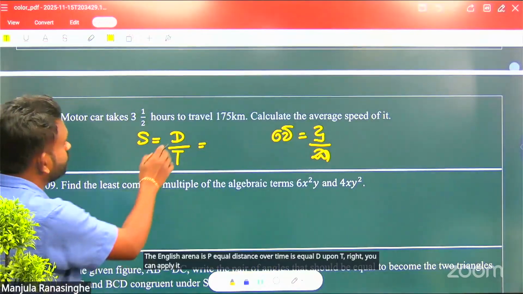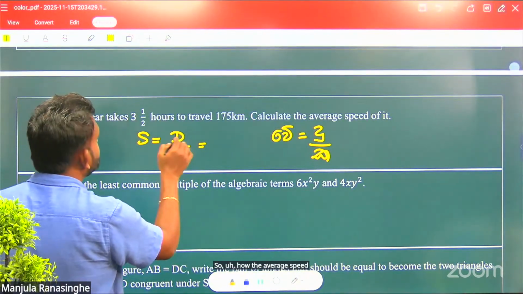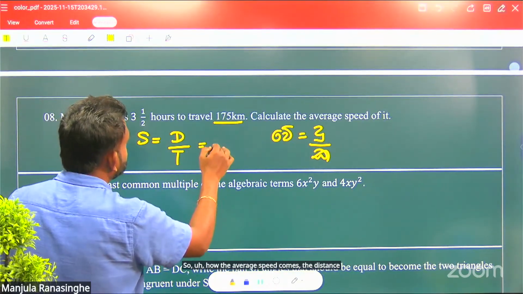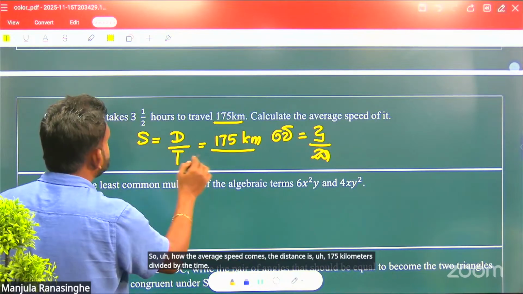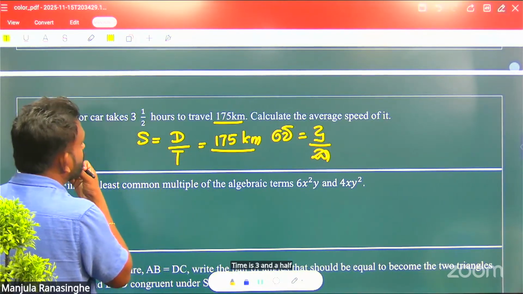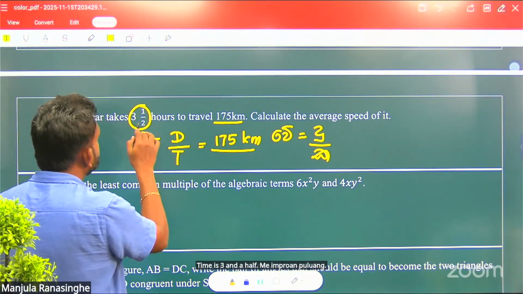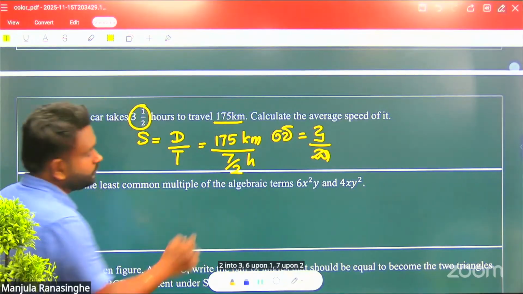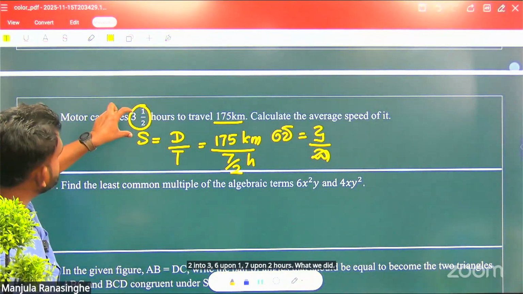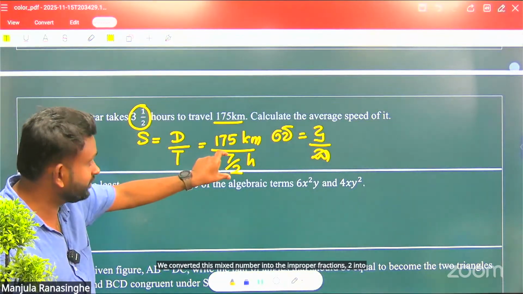Okay. So for the average speed, the distance is 175 kilometers divided by the time. Time is 3.5. We can make this improper. 2 into 3, 6, plus 1, 7 upon 2 hours. What we did was convert this mixed number to an improper fraction.